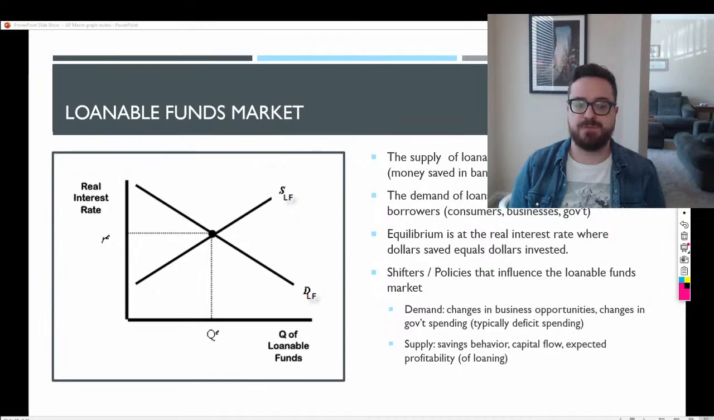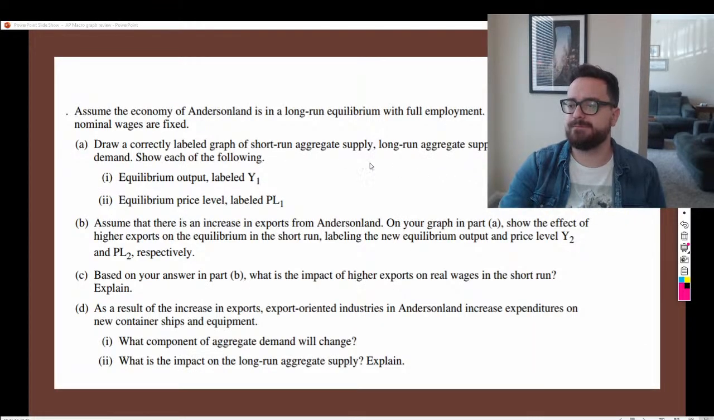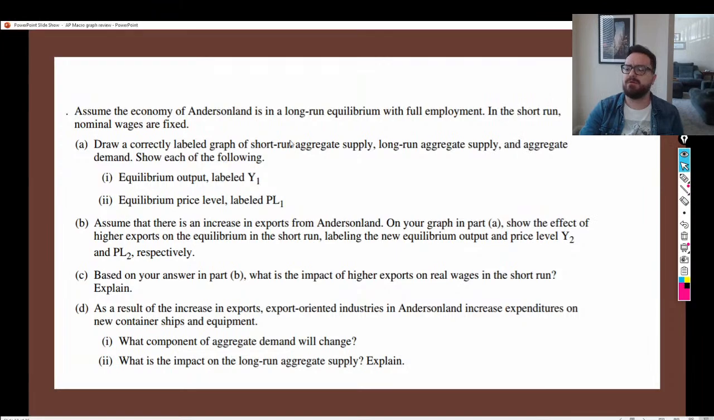If that makes sense. Because they don't always tell you in a question to draw LRAS. Like, this one does, but on a question like this, this is the Anderson Land FRQ we did already. Sometimes they don't always tell you to draw this here. They just say to draw the aggregate demand, aggregate supply graph. But if they have this statement here, I will be drawing LRAS.